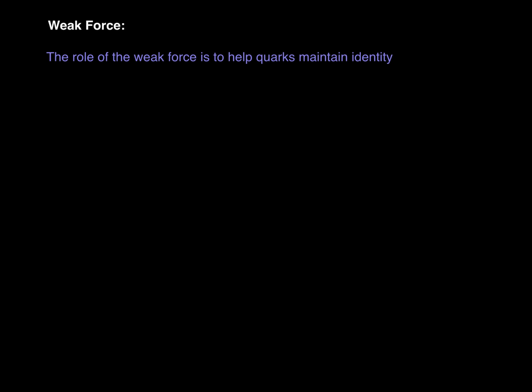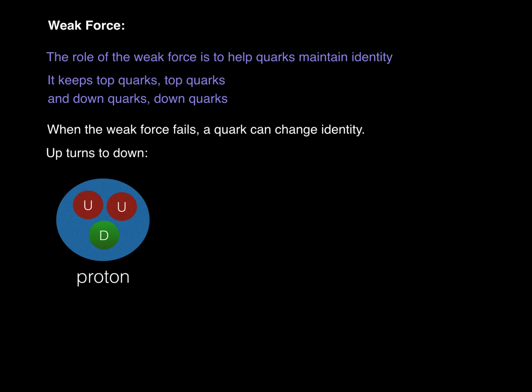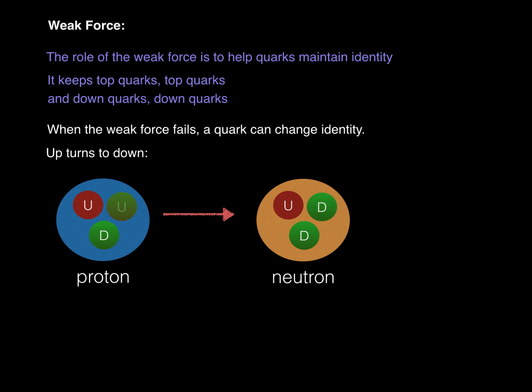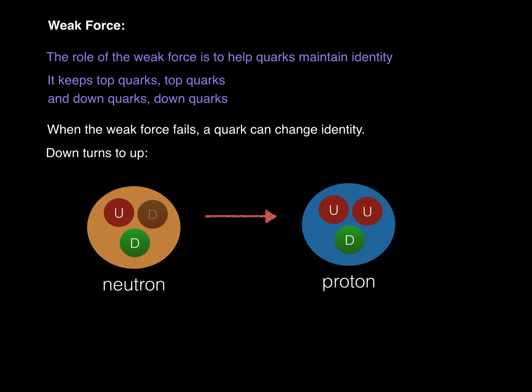The weak force. The role of the weak force is to help quarks maintain identity. It keeps up quarks and down quarks. When the weak force fails, a quark can change identity. Up turns to down. So in a proton, which is an up quark, an up quark, and a down quark, an up quark would turn into a down quark, turning the proton into a neutron. Or down could turn to up. In a neutron, we have a down quark, a down quark, and an up quark. When the weak force fails, a down quark could turn into an up quark, turning the neutron into a proton.